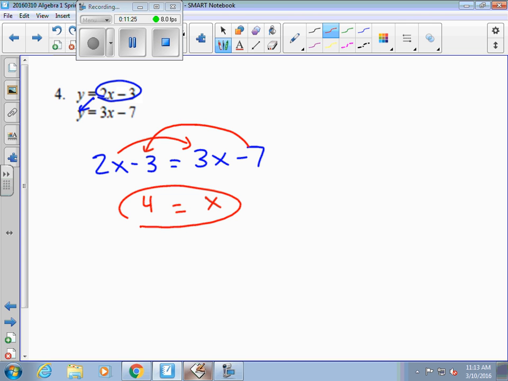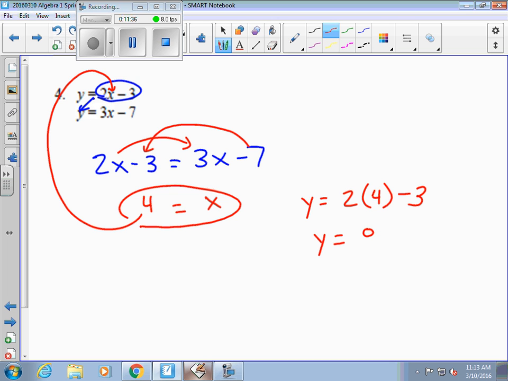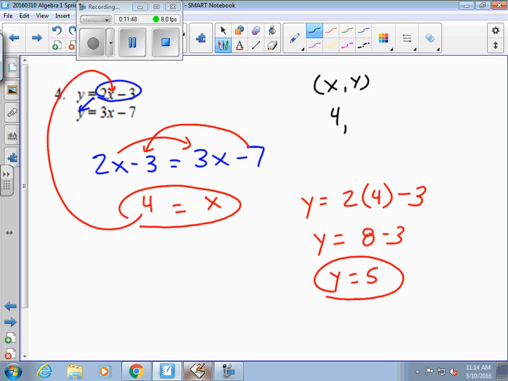Take x equals 4, sub that back in to the first equation. Y equals 2 times the new value of x, 4, minus 3. Y is 8 minus 3. Y then is equal to 5. You should be able to do those about that quick. X comma y, remember that's how you represent the solution to a system. X is 4, 5 is y. 4, 5. That is the solution to number 4.